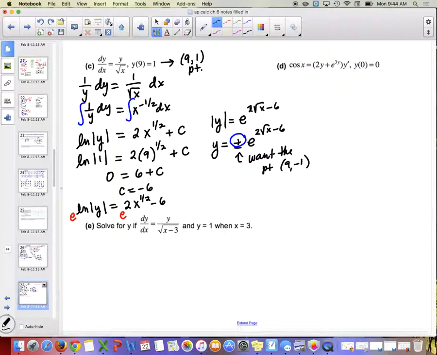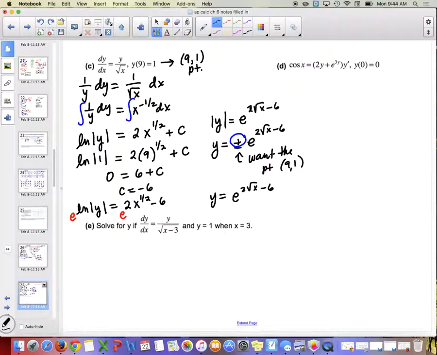So we want the point. Sometimes the AP test makes it 9, negative 1. Be looking for that. They try to trick you. I've told you this before. So look for that. We want the point 9, 1. So our solution needs to be e to the 2 root x minus 6, and they need to see that you've made that decision. So I would write plus or minus, and then on the next line I would write which one it is.